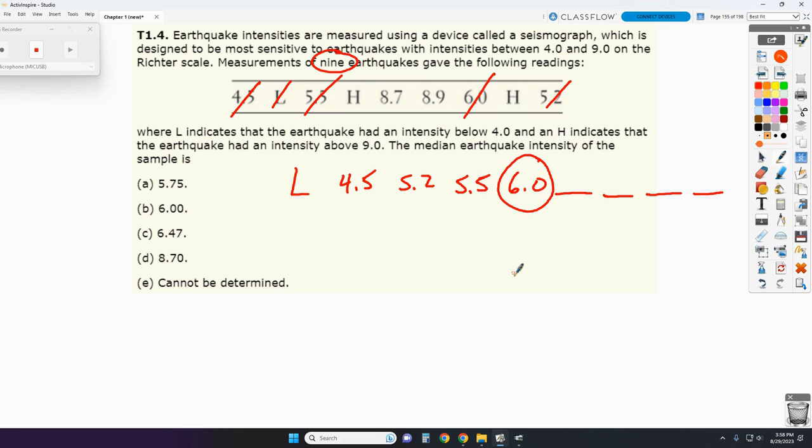Because the middle one would be the 5th of the 9. And so even if I were to go put all the others, I know there's 2 H's up here at the very, very end, and then I've got the 8.7 and the 8.9, but who cares? If I know which numbered value would be the median, I can just stop there and say it's going to be 6.0. So the answer is B, which is kind of weird. Why did they do 2 decimal places and not just 1 decimal place? Very odd.